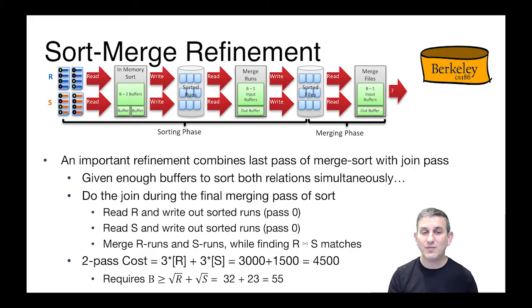So the cost now is going to be 3 passes of R, 3 passes of S total. That's, in this case, 3,000 plus 1,500. It's only 4,500. Now, as I said, to do this, we have to have enough buffers to sort both relations simultaneously. So that's B greater than or equal to square root of R plus square root of S, which in this case is just 32 plus 23, or 55. So there are not very many buffers needed to achieve this refinement in this example.